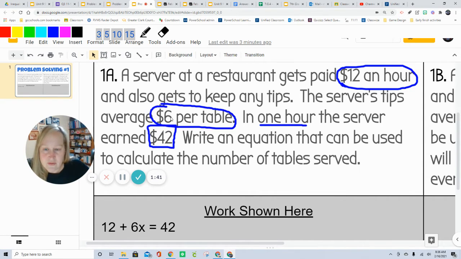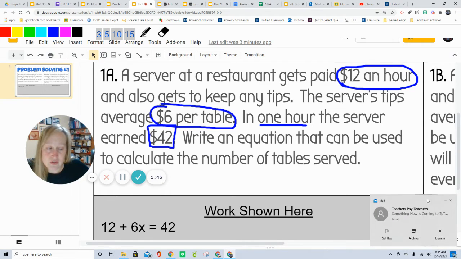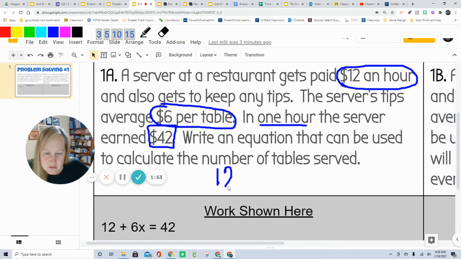The server's tips average $6 per table. So you want a bunch of tables so that you can increase your payment. So let's think about how this works. They get paid $12 plus tips, and the tips are $6 per table. The way that could change is with the tables. So tables is x, so 6x, and then it will equal the $42 that they made in one hour.